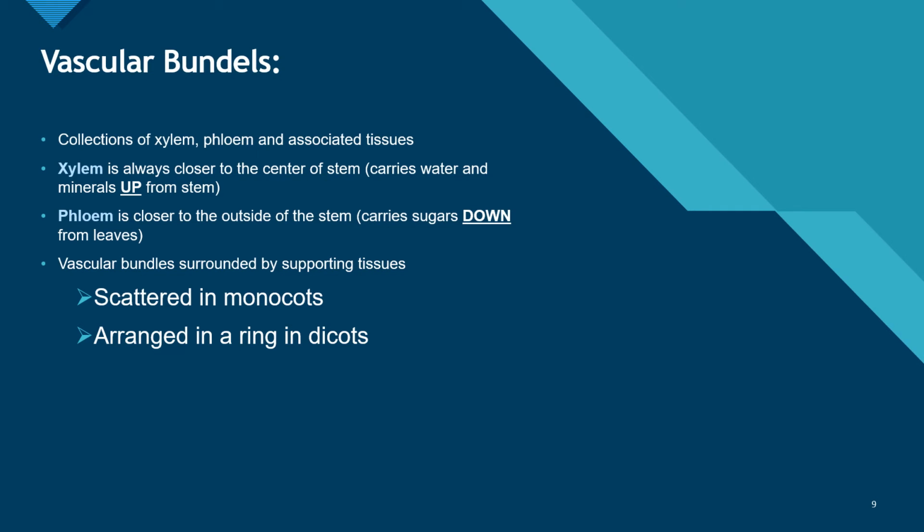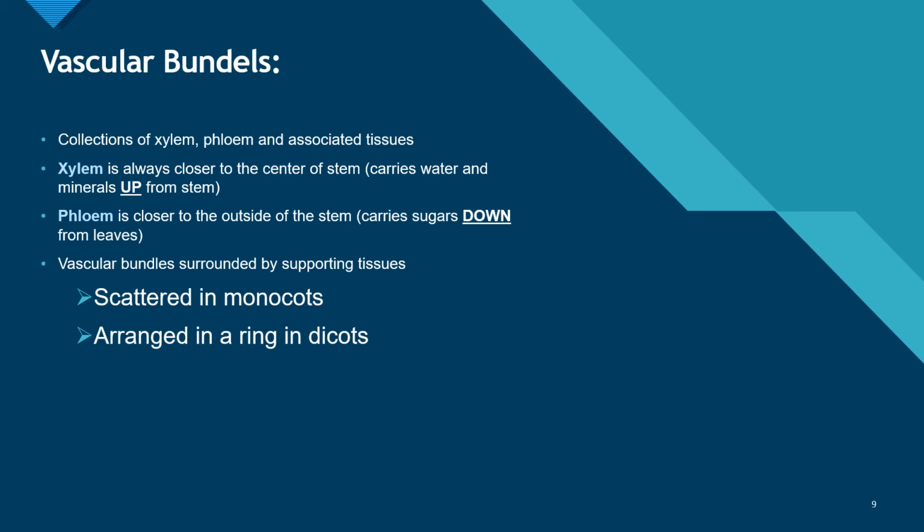This now brings us to vascular bundles, which are a collection of xylem and phloem and associated tissues. Xylem and phloem are a super important part of plants, and we're going to hear a lot about them in the plant unit. Xylem is always closer to the center of the stem, and it essentially carries water and minerals up from the stem. Phloem is closer to the outside of the stem, and it carries sugars down from the leaves. We'll talk a lot more about them later, but that's essentially what they do.